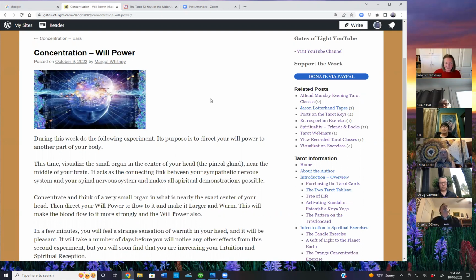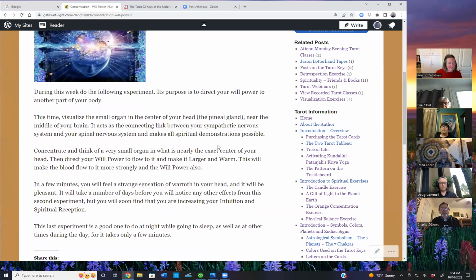Okay. During this week, do the following experiment. Its purpose is to direct your willpower to another part of your body. This time, visualize the small organ in the center of your head, the pineal gland, near the middle of your brain. It acts as the connecting link between your sympathetic nervous system and your spinal nervous system and makes all spiritual demonstrations possible. Concentrate and think of a very small organ in what is nearly the exact center of your head. Then direct your willpower to flow to it and make it larger and warm.